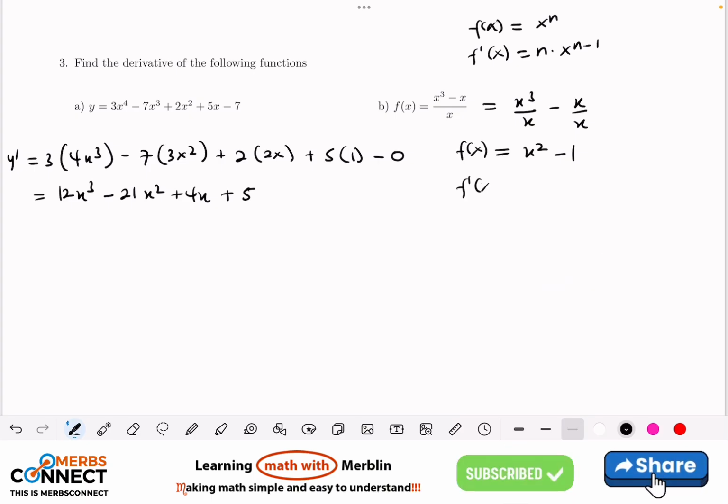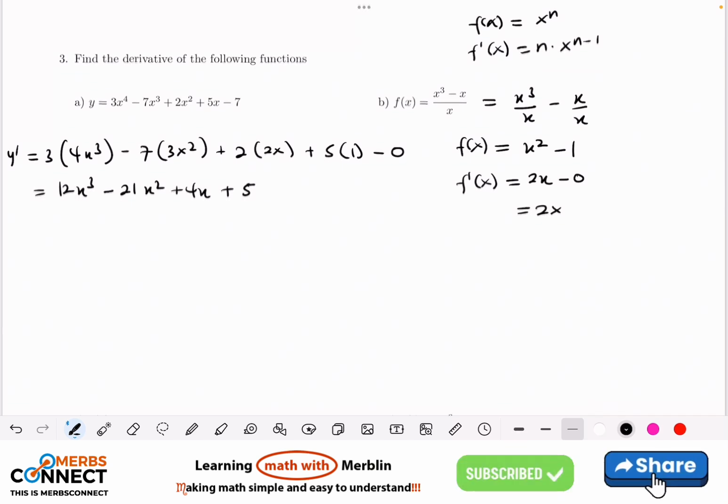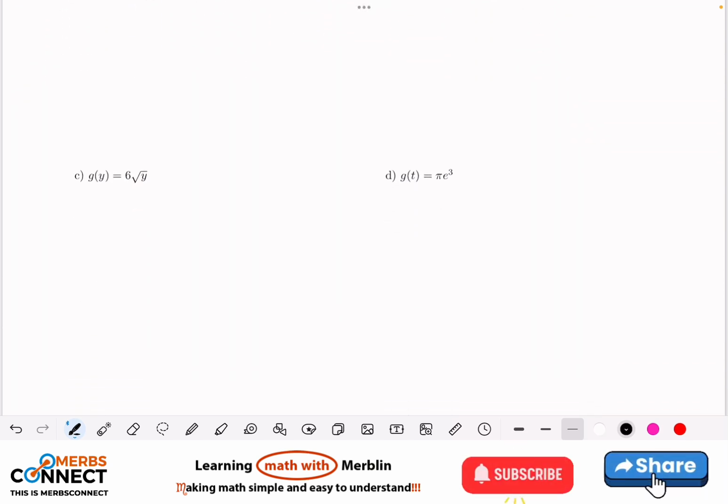Then what will be f prime of x? Power rule. X squared is going to give us 2x. And when I differentiate 1, I'll get 0. So my final result should be 2x. Right. Now let's look at this one too here. As I said, always simplify your function so that you don't struggle.